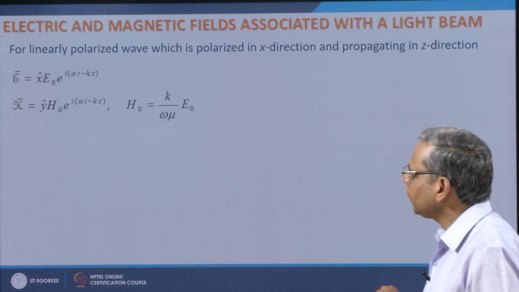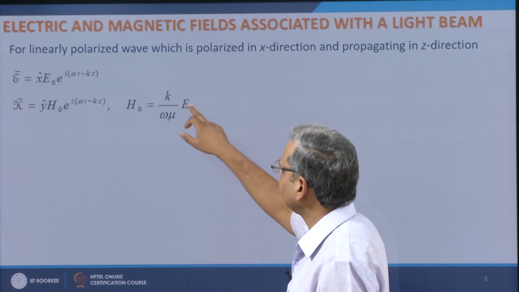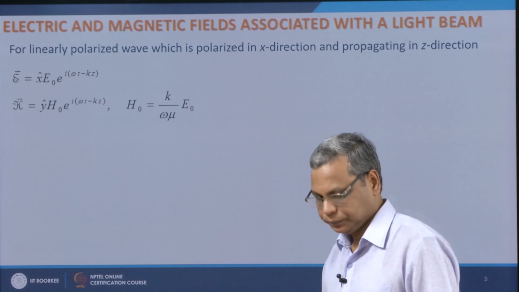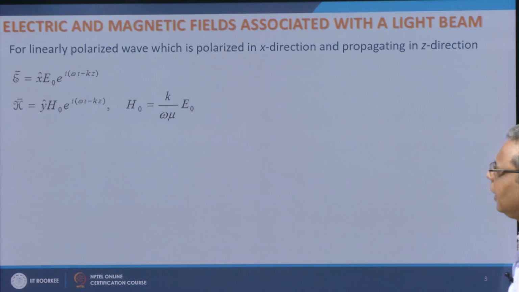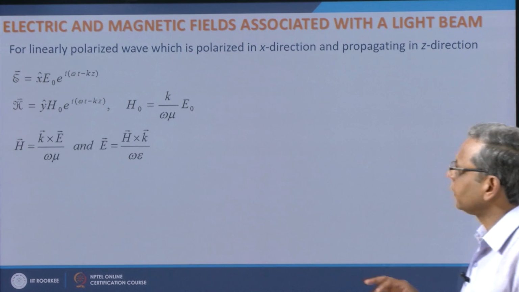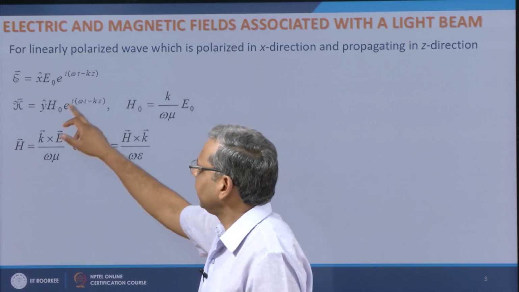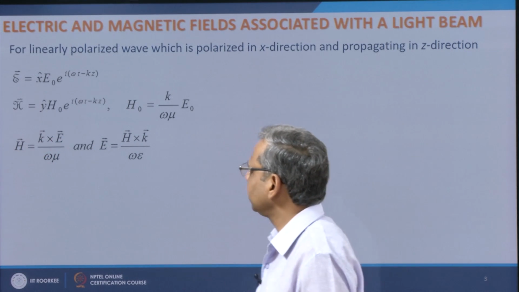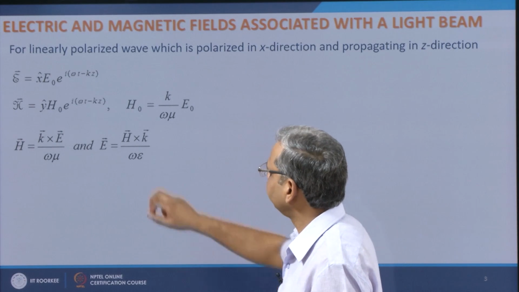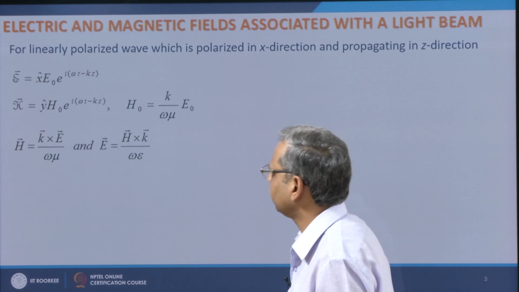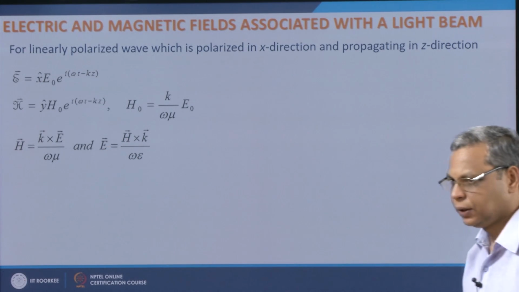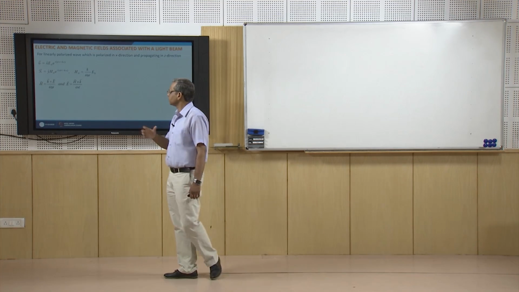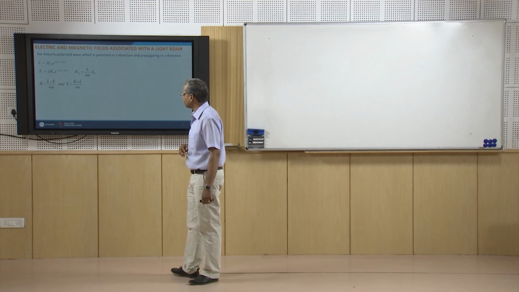where the amplitude of H can be related to the amplitude of E by this expression. If I have electric field, then I can find out magnetic field from this expression, and if I have magnetic field, I can find out electric field by this expression. So, if I know one, the other can be found out because they are interrelated.